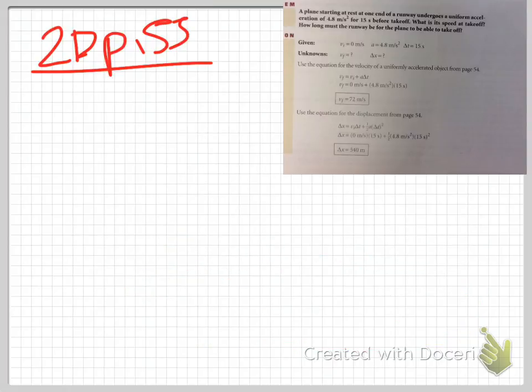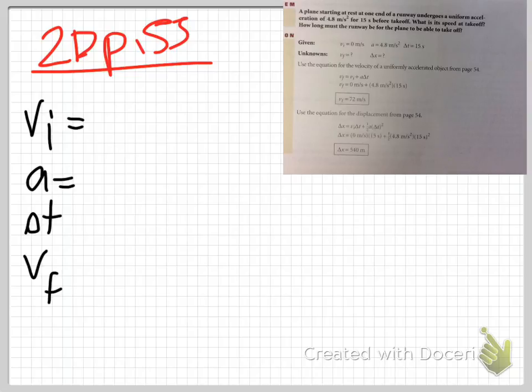So we have a plane starting at rest at one end of the runway undergoing uniform acceleration. We're given the uniform rate of acceleration for 15 seconds before takeoff. What's its speed at takeoff? Well, we have VI. We have A, we have delta t, and we're looking for VF.